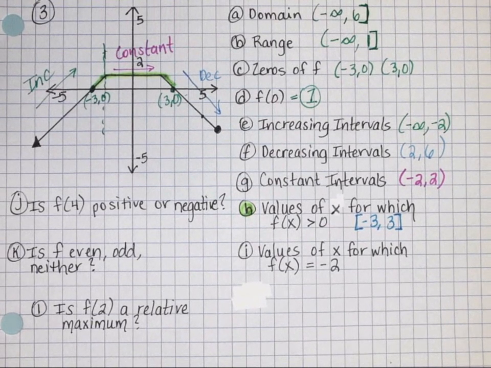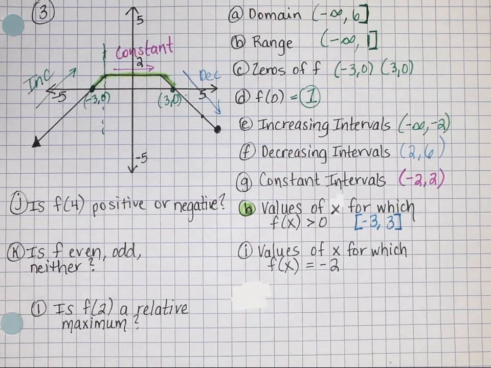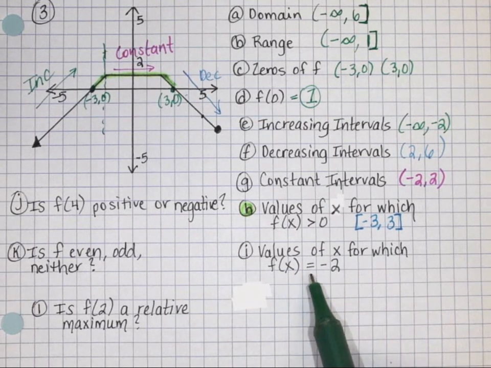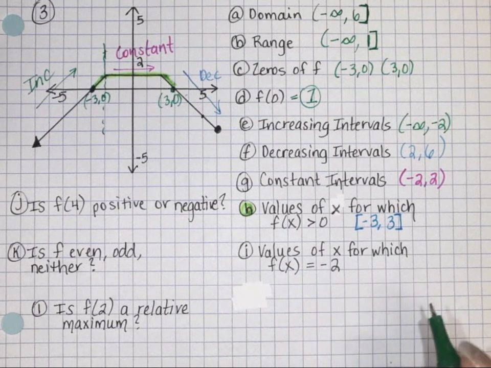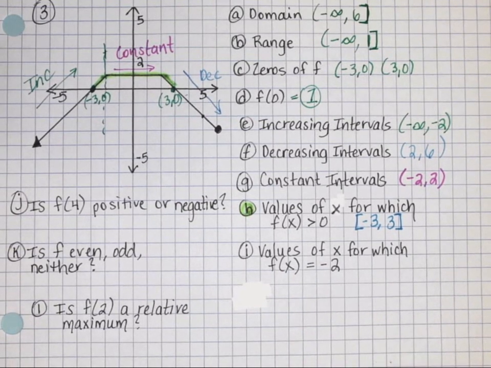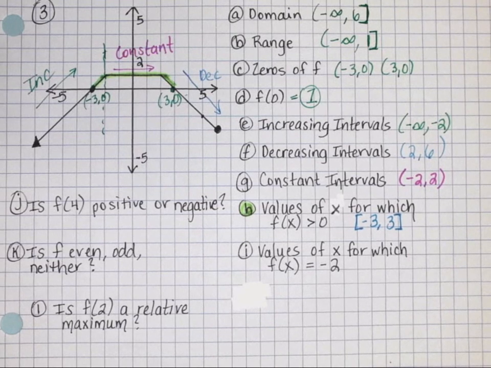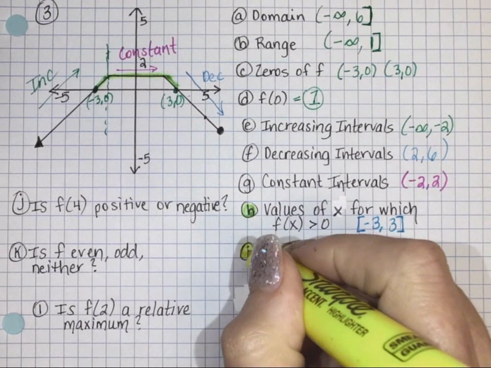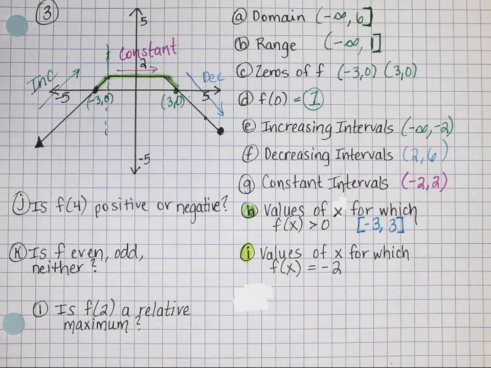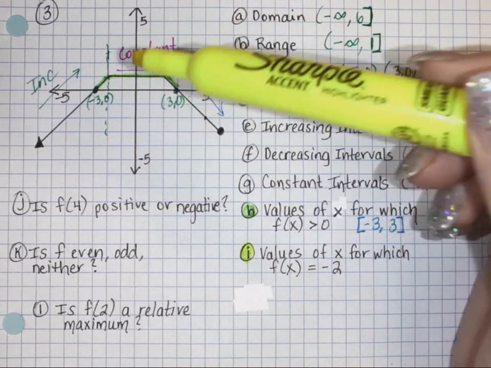On that part I, the values of x for which f of x is equal to negative 2. So in this case, they're just wanting you to look at one y value. So lucky you in this case. So find where y is negative 2. So we're going to go to the x-axis at negative 2.